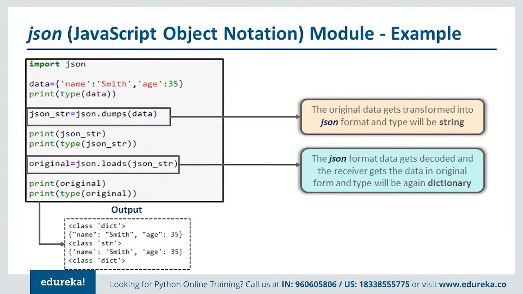We can load this JSON string and convert it back into a dictionary. So whenever you create a JSON string, you convert the dictionary to a string, and whenever you use the load function, this string will be converted back to the dictionary, because a dictionary is very easy for Python to process rather than processing a string.